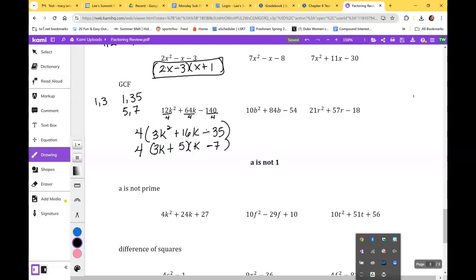Okay, right combination, wrong sign, so let's switch our signs. I make this negative and this positive. That gives me a negative 5 and a positive 21, which gives me my middle. We know that this works.